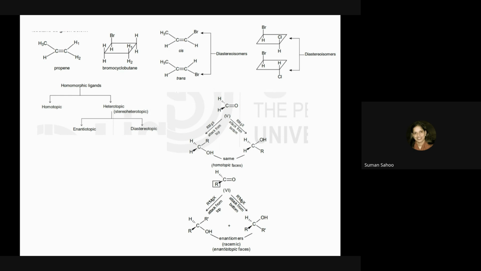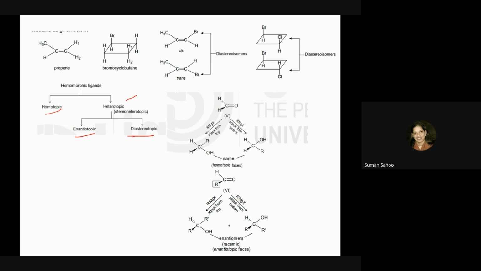From this we can just say, homomorphic ligands can be homotopic and heterotopic, again heterotopic can be enantiotopic and diastereotopic. Similarly, the faces can be, as here we have these ligands, we can have homotopic faces as well as heterotopic faces.